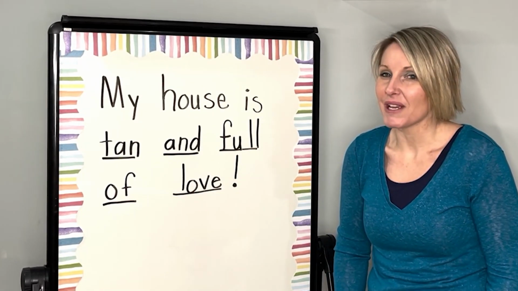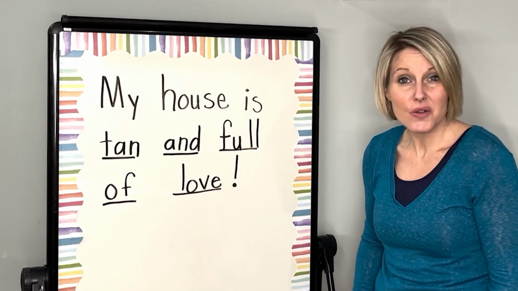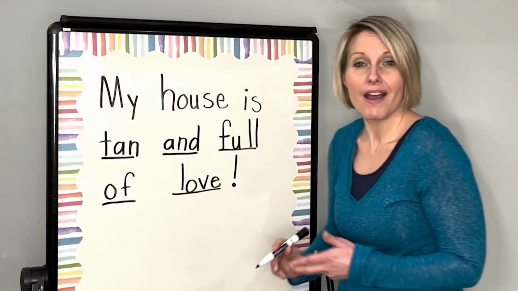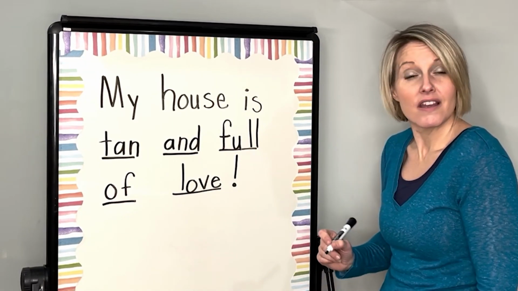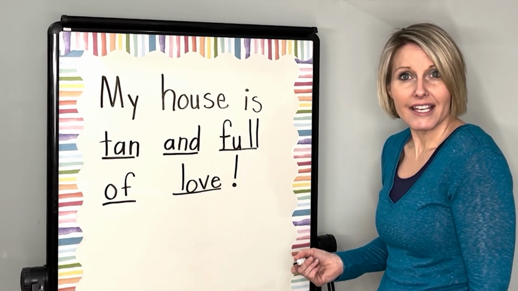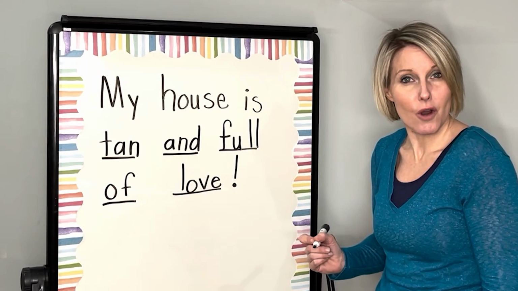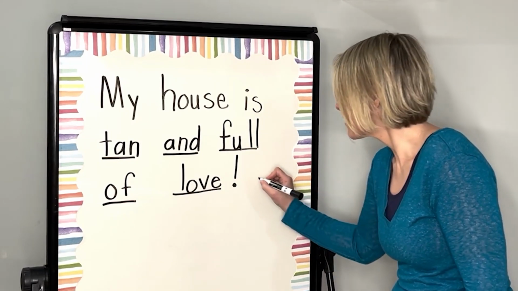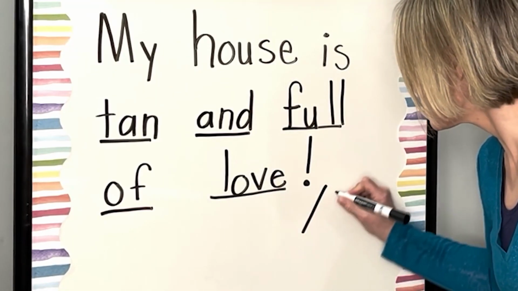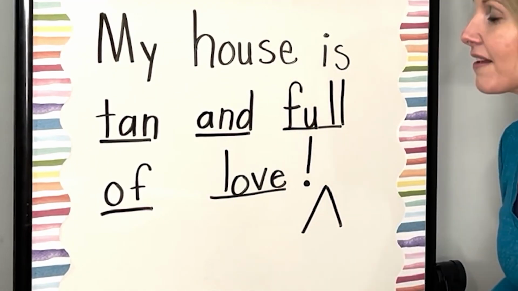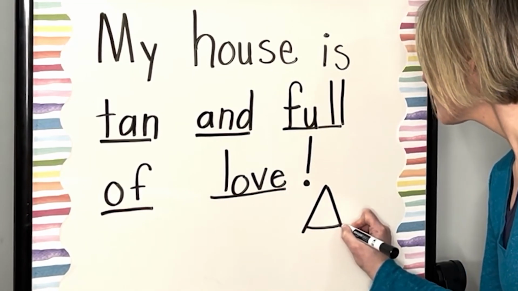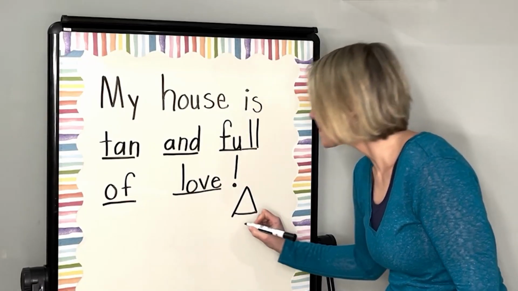Now I can draw a quick picture to match my sentence. You can draw a picture to match your sentence too. I'm going to start by drawing my house. When I use lines and shapes, it helps me to draw. So I'm going to use some lines and shapes to draw my house. Watch how I do this. I start by making a triangle roof. I'm going to close it up, and then I'm going to give my house some walls.